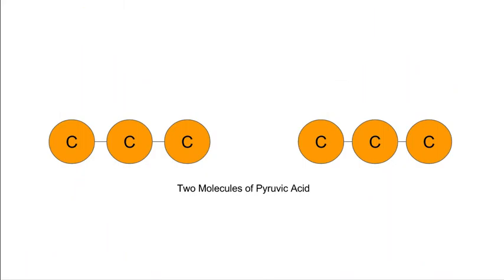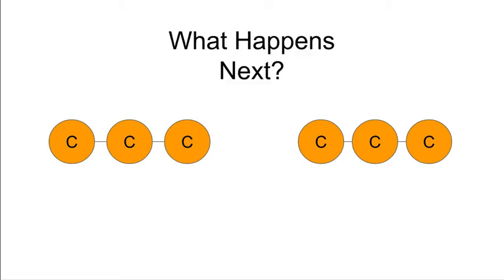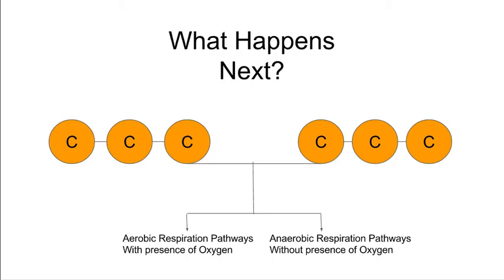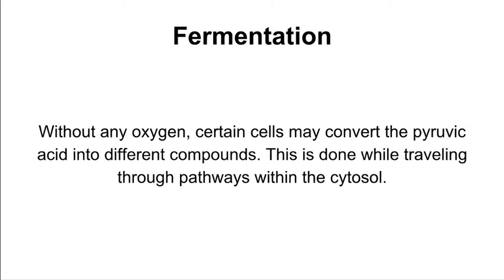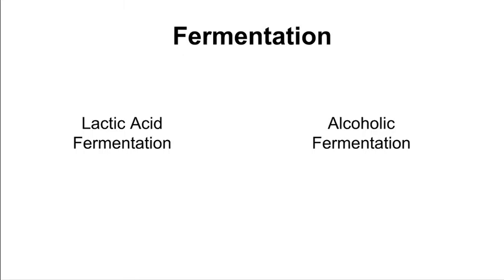Now you may be wondering, what happens after the pyruvic acid is created? Well, there are 2 paths, one for aerobic respiration with oxygen and one for anaerobic respiration without. Click on the anaerobic respiration pathway. Both the combination of glycolysis and the anaerobic pathways make up fermentation. Choose the fermentation you would like to learn about first.